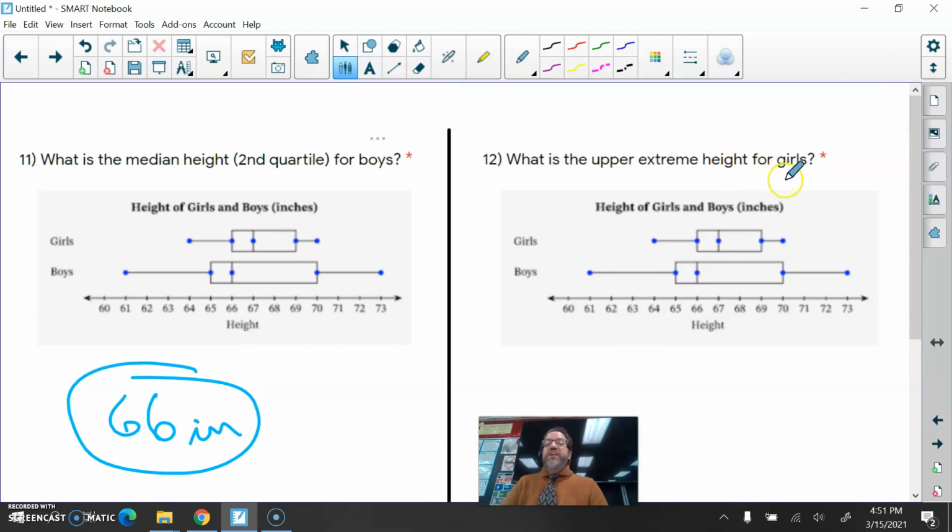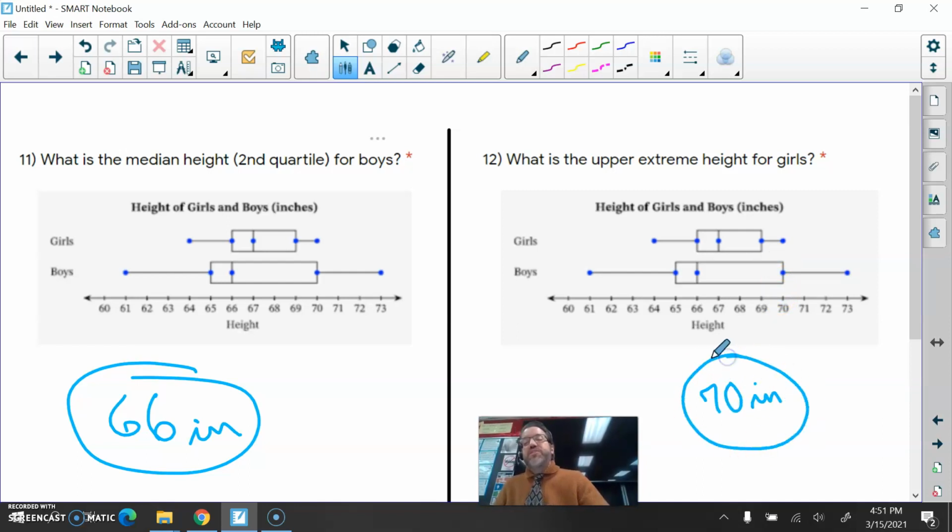What is the upper extreme height for girls? So now we're looking at this top box and whisker plot, and the upper extreme is the highest height of any of the girls. The tallest girl in this data set is right here at the end of this whisker. That's the upper extreme, which is 70 inches. The tallest girl was 70 inches tall. And you know what? 25% of the boys are taller than the tallest girl. Because remember, each section represents 25% of the data. So 70 inches is the upper extreme for the girls' heights.